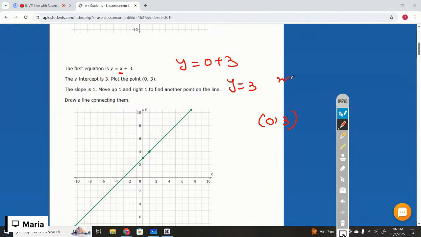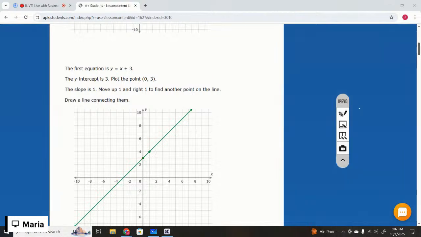The slope of this equation is 1. The coefficient of x is the slope, so that is m equals 1. That means you need to move up 1 point and right 1 point. Here is the point (0, 3). You have to move up 1 point and right 1 point. So here is another point. Just join the dots and make a line.